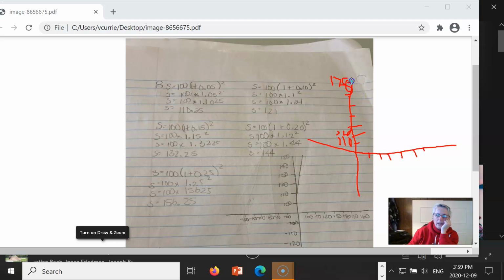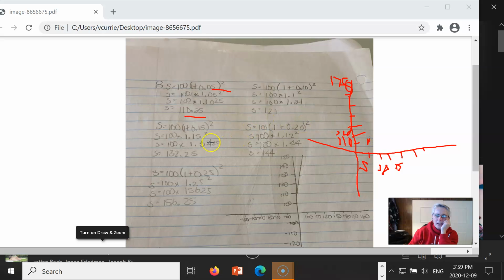And then what you're going to do down here is put your interest rates. So you're going to have 5% and 10%. Oh gosh, I'm terrible with this mouse. 15% and 20% and so on down here. And then you're going to graph this. So for example, this here, your rate is 0.5 and your amount is 110. So 0.5, 110 would be in there somewhere.